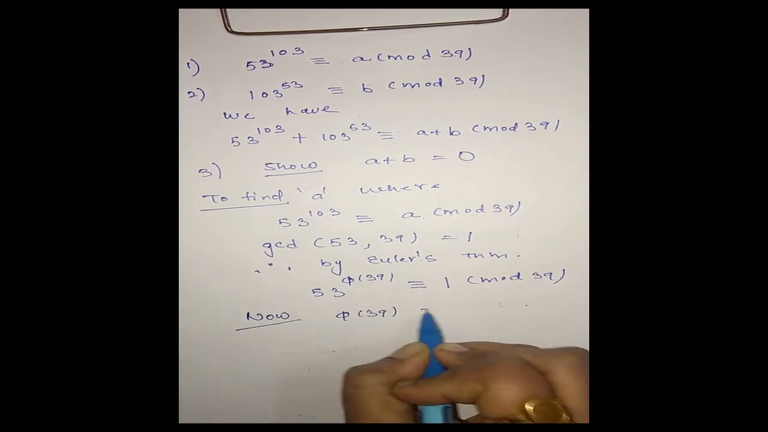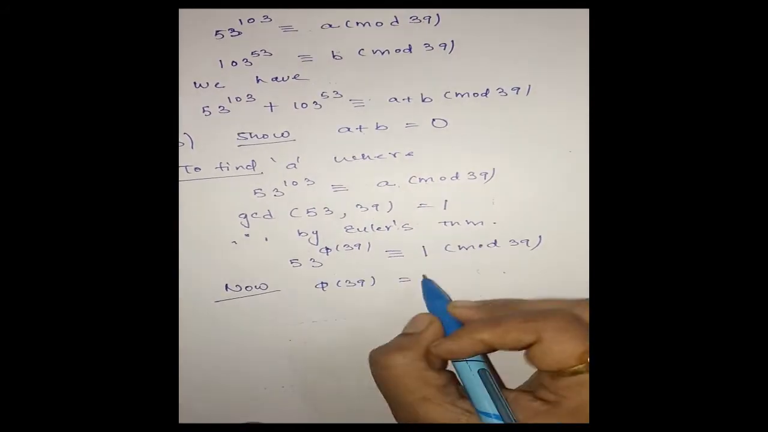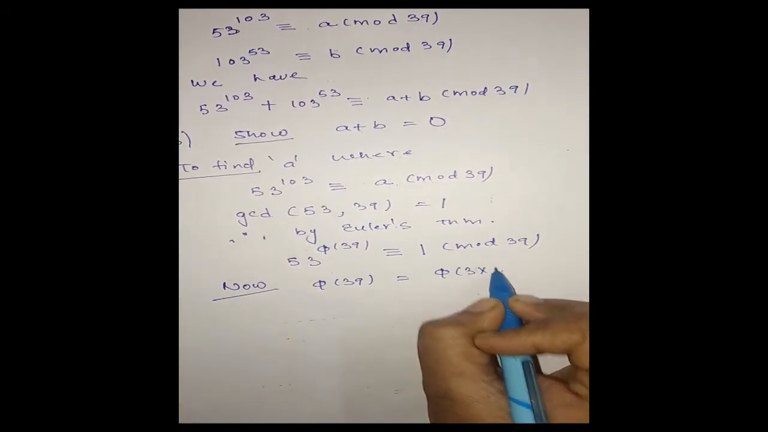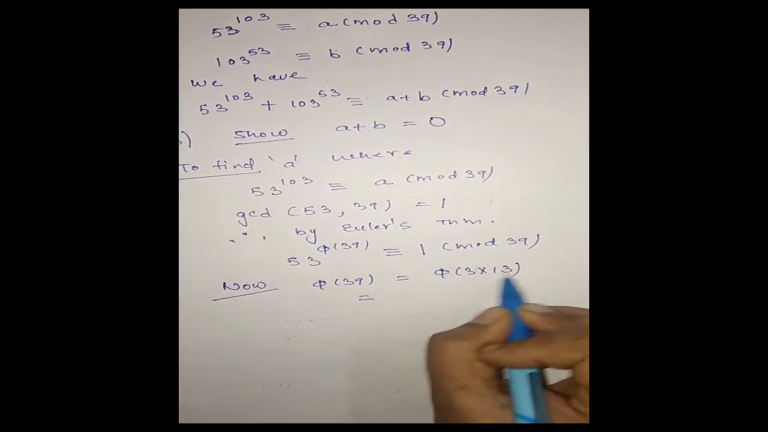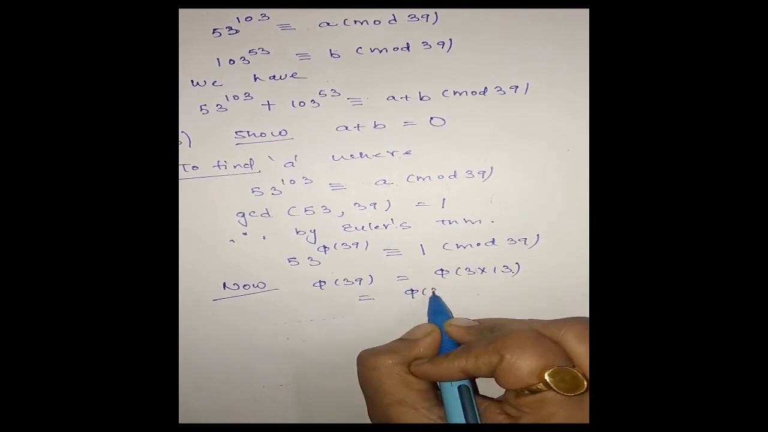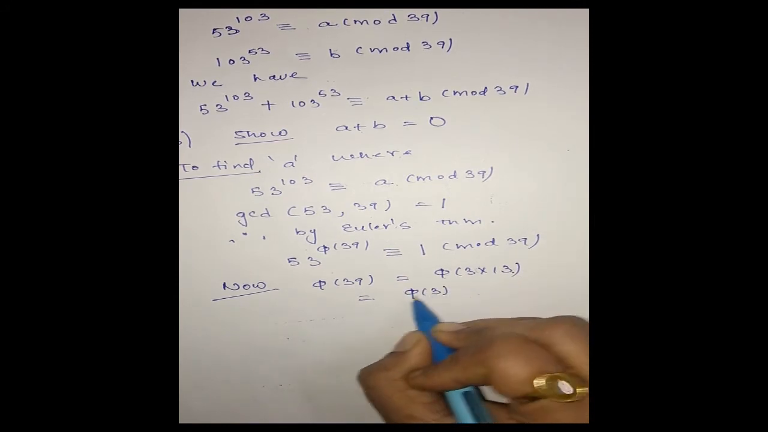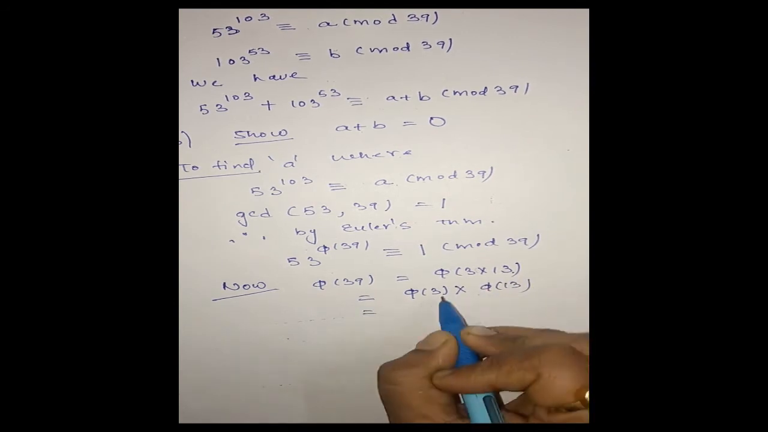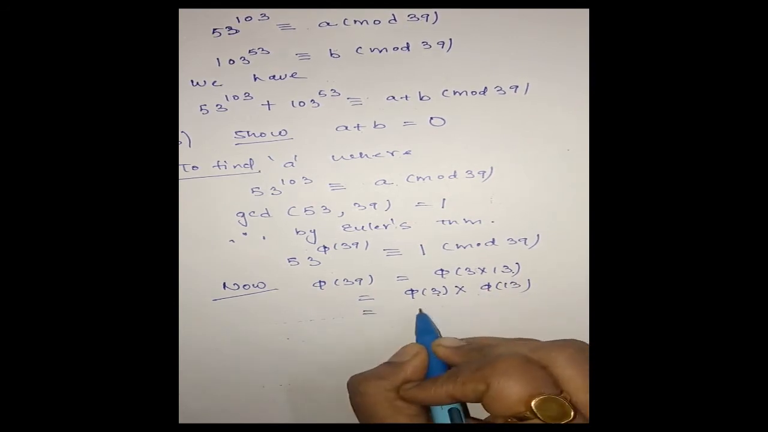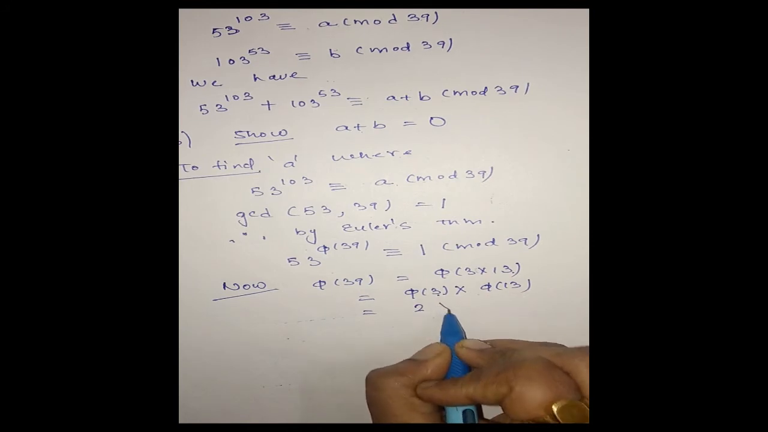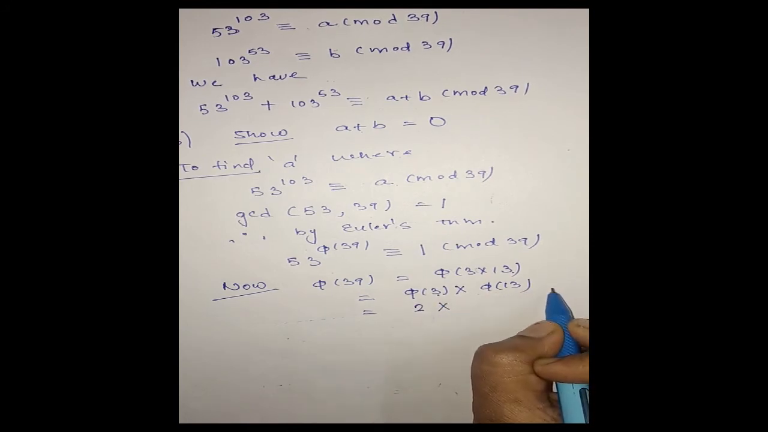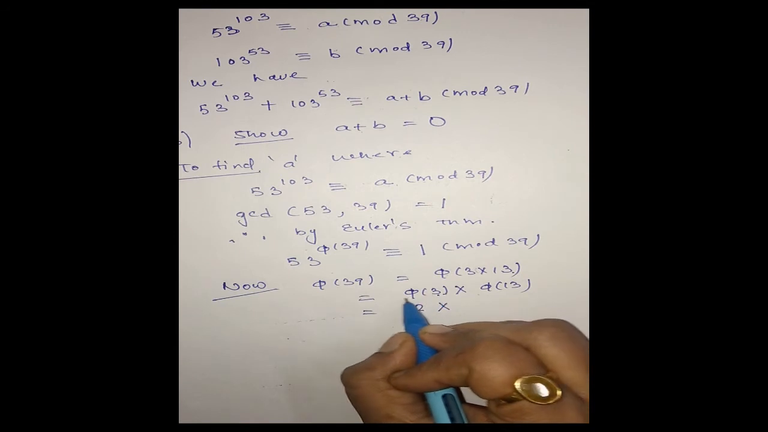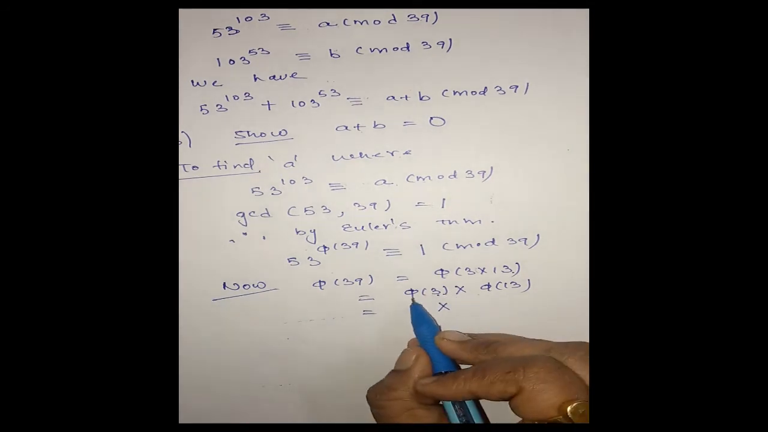Now, phi of 39. 39 can be written as 3 into 13. And since 3 and 13 are co-prime, we have this result of Euler's function, phi of 3 into 13 is the same as phi of 3 into phi of 13. Again, since 3 is prime, not odd, we are using the result for prime.